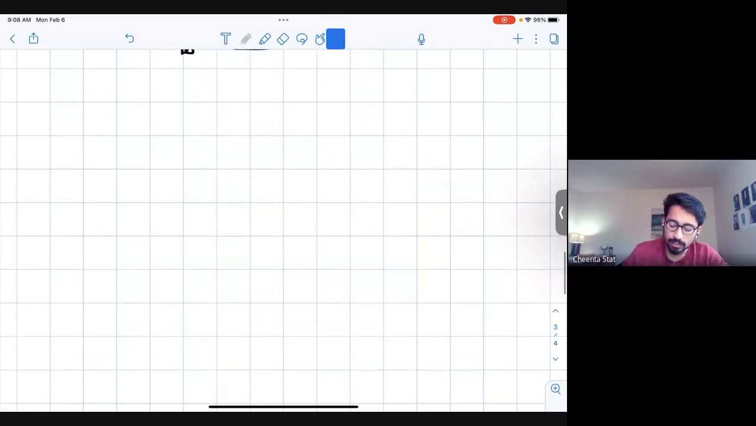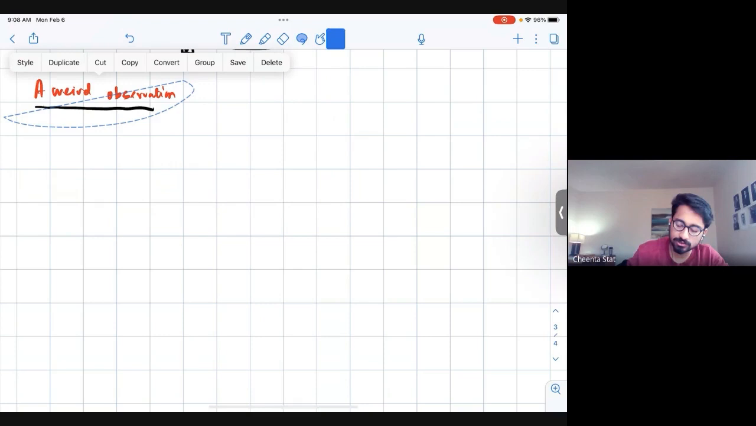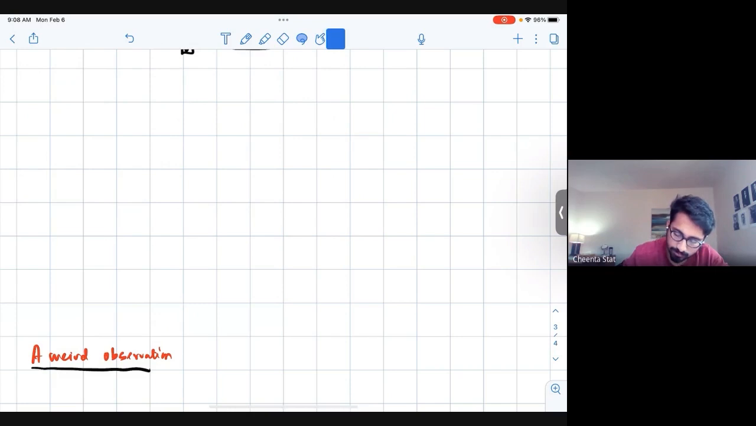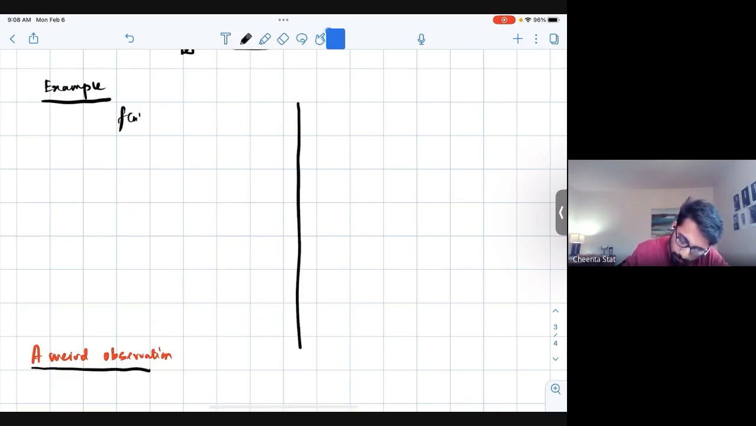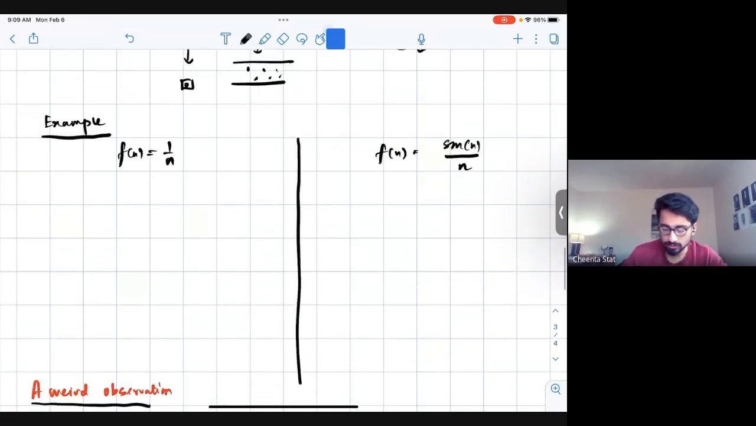But I observed something weird over here, a weird observation. I'll tell you the weird observation, but let's do an example first. Let's do two examples. f_n equal to 1 by n and f_n equal to sin n by n. We have seen both of them are going to 0, right? So we know the limit.